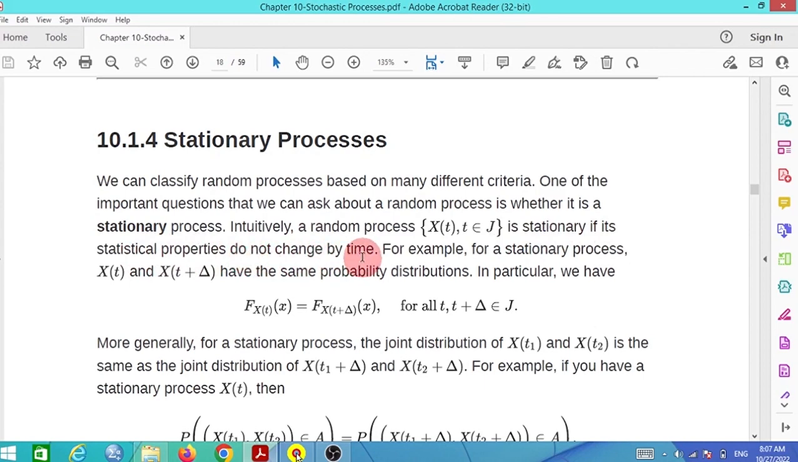Okay, this means the expected value is constant and does not depend on time. Variance is constant and doesn't depend on time. The covariance function depends on the difference between times. The distribution function is not changed by time. Okay, if you have a stationary process, you must have these properties.